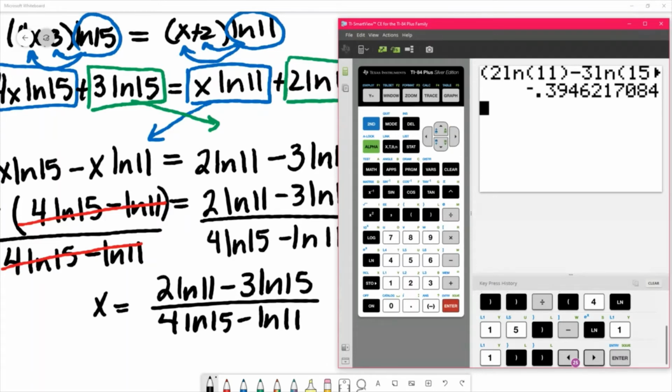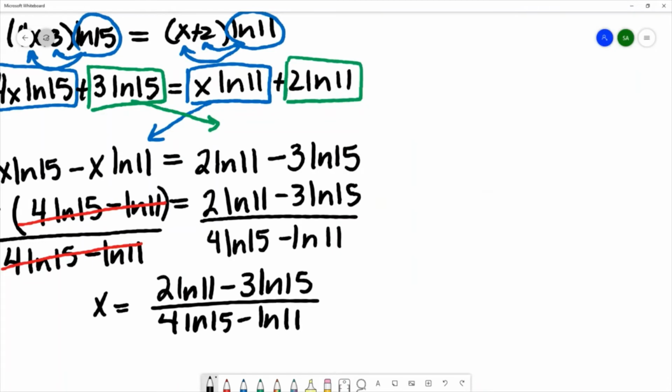So now I see that this expression is equal to negative 0.39. And let's say we round to 3 decimal places. Make sure to follow the instructions on your question. So we've got negative 0.395. And this would be the solution to our exponential equation.